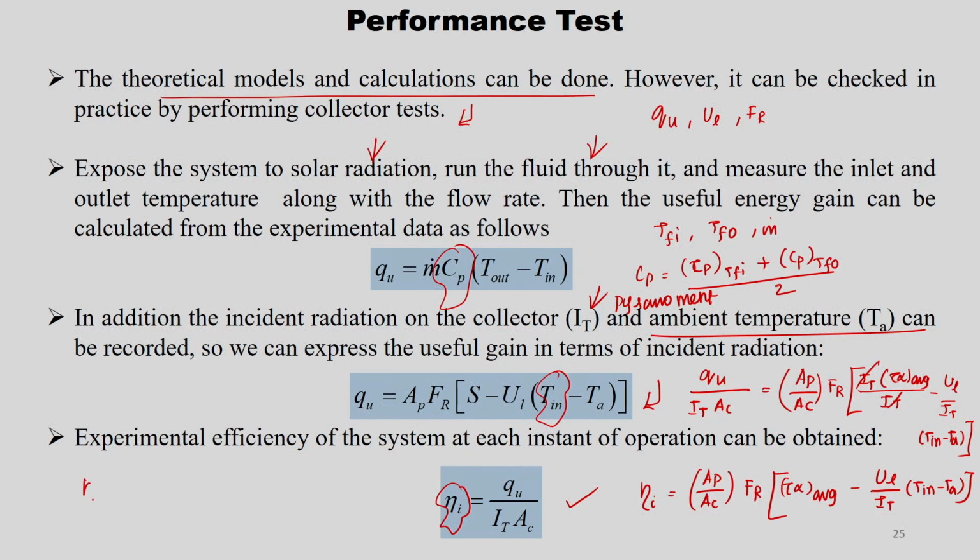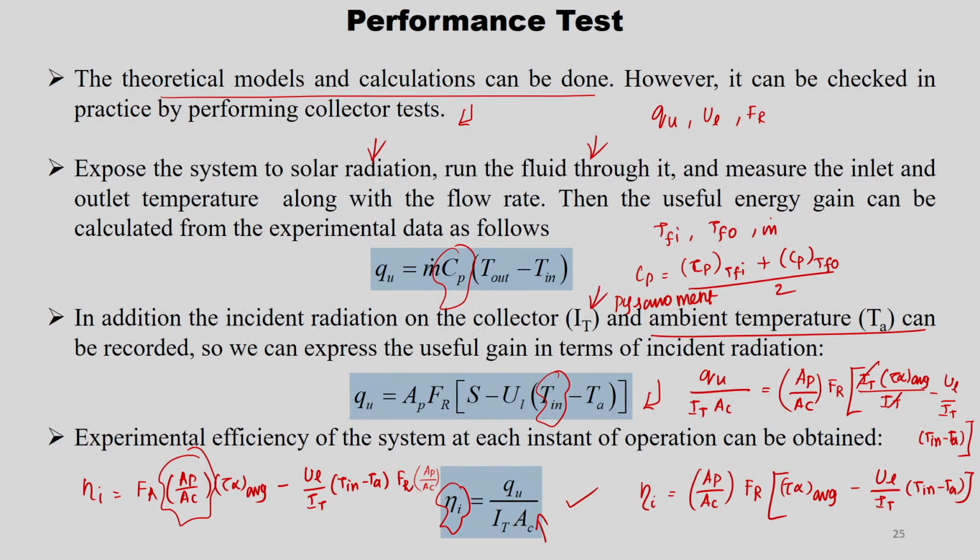If you want to write it, it is Fr AP upon AC tau alpha average, minus Fr UL AP upon AC into T in minus Ta upon IT, which is equivalent to the y equals mx plus c form. If the plate area and the collector area are the same, or one can calculate the instantaneous efficiency based on AP as well.